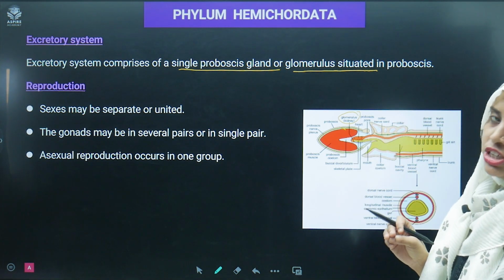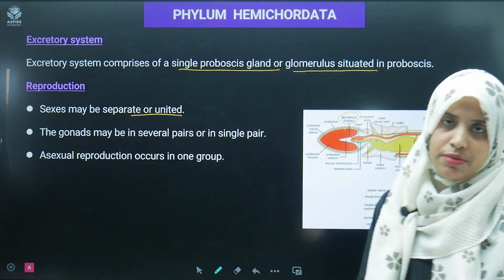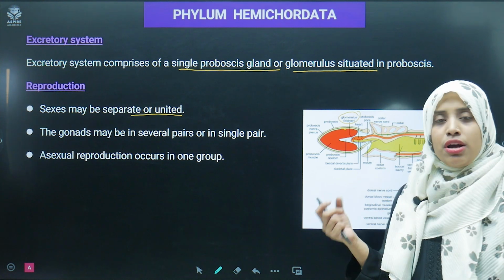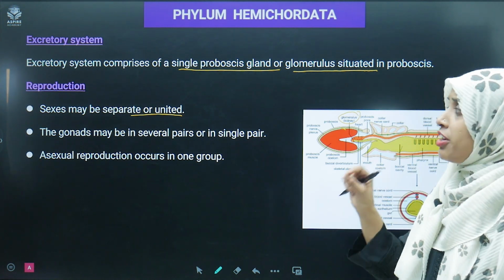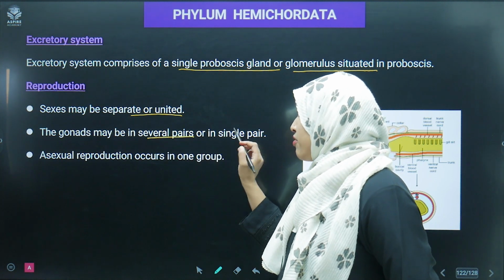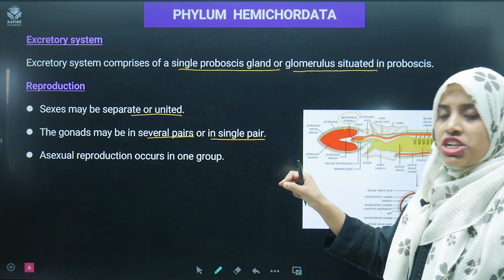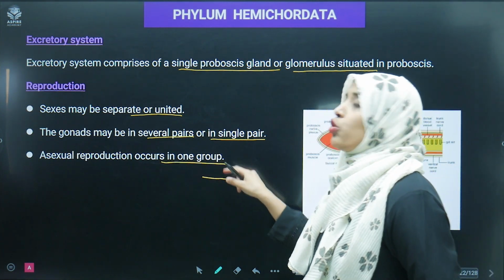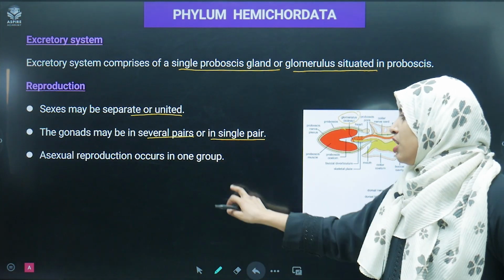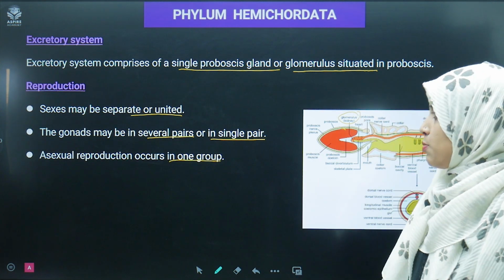What about reproduction? Sexes may be separate or united, meaning male and female can be in separate bodies, or even in the same body. The gonads may be in several pairs or in a single pair. Asexual reproduction occurs in one group. That means not in all, but in one group of this phylum, asexual reproduction takes place.